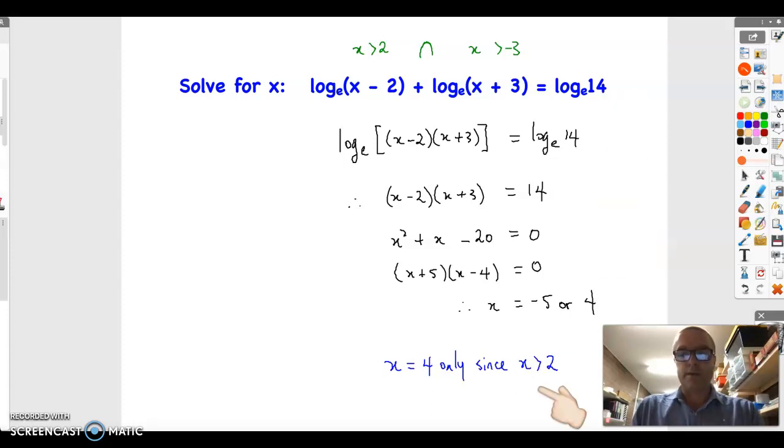So, and this is particularly important in VCE exams. Examiners will give you full marks if and only when you explain the fact that you are disregarding one of the solutions that you found here. So I've finished off the problem by stating that x is equal to 4 only, since x must be a value that's greater than +2.